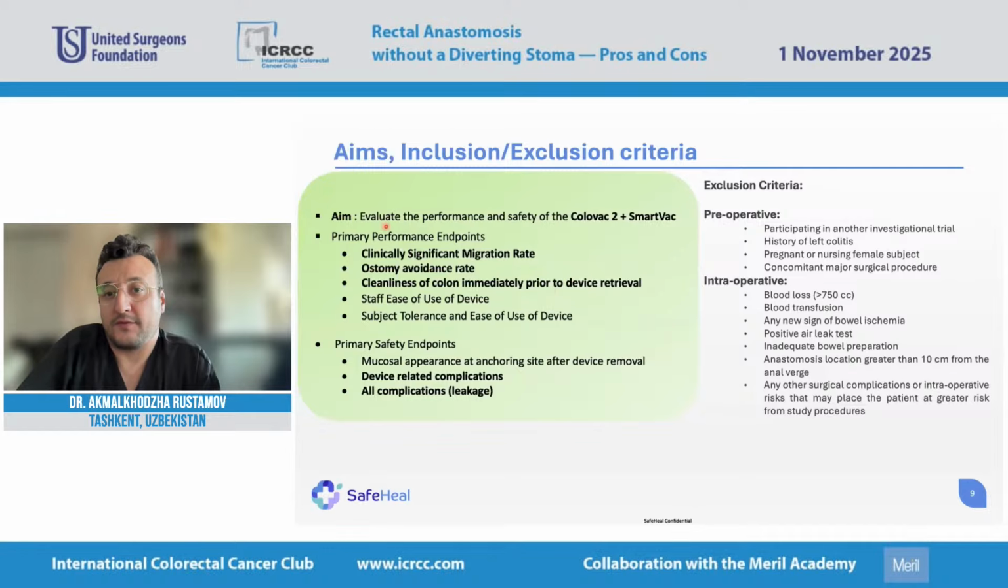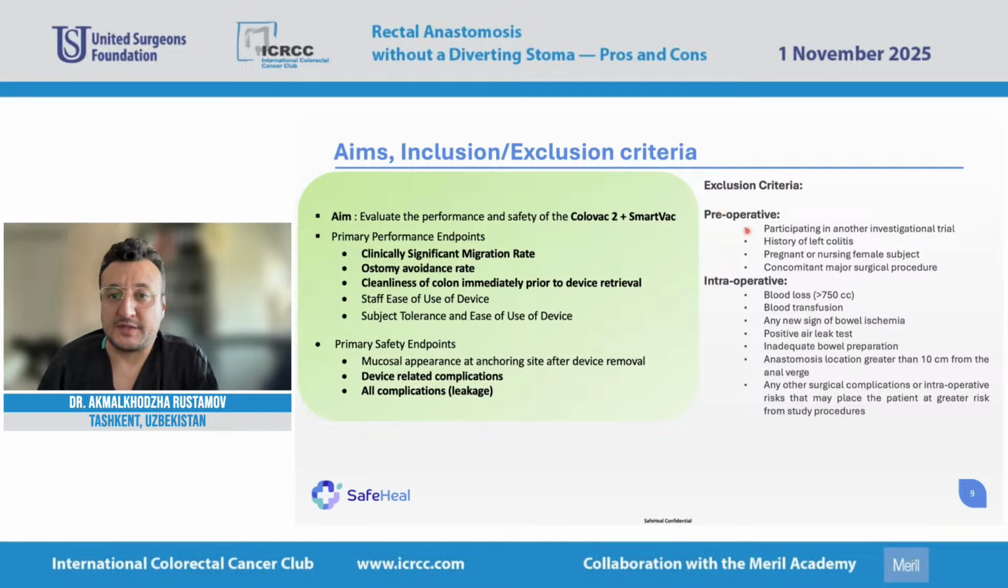The main aim of the SAFE 2023 study was to evaluate the performance and safety of the Colovac 2 device used with the SmartVac system. The primary performance endpoints include the clinically significant low migration rate, ostomy avoidance, and colon cleanliness before device retrieval, along with usability ratings from both staff and patients. The primary safety endpoints focused on mucosal appearance at the anchoring site and monitoring for device-related and overall complications.